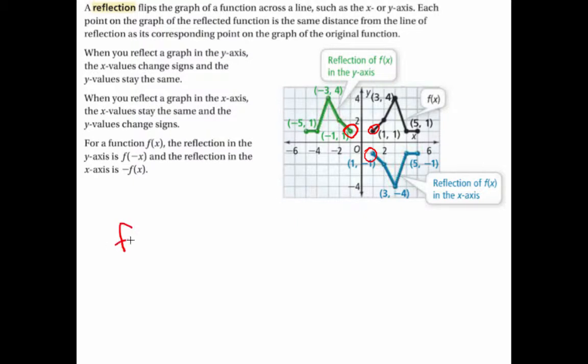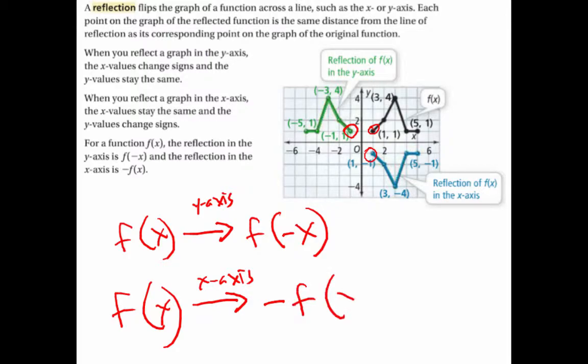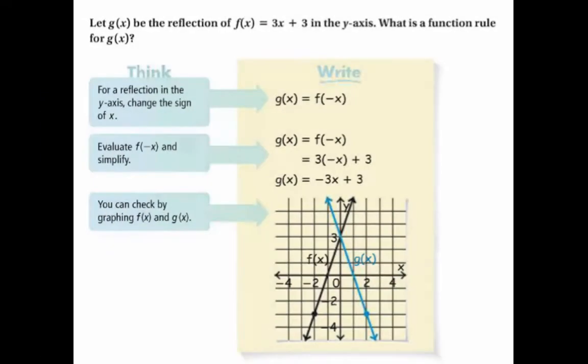So what that means is if we take our parent function and we reflect it across the y-axis, we get new function values. What we do is we evaluate the function for a sign change on -x. When we take the parent function and we reflect it across the x-axis, the change is the output values of the function.